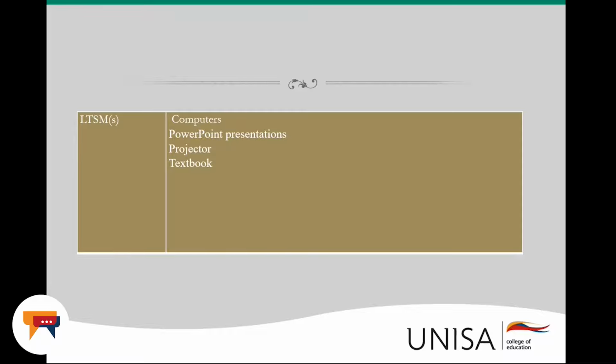Now from there, the next important thing is to pick out the learning and teaching support materials. Choosing the appropriate learning and teaching support materials is important because they help you carry out your lesson objectives. For example, you could pick computers because this subject is information technology. You could also pick PowerPoint presentations, a projector, a textbook, and many other learning and teaching support materials. There's a lot more you can pick out that are going to help you achieve your learning objectives.